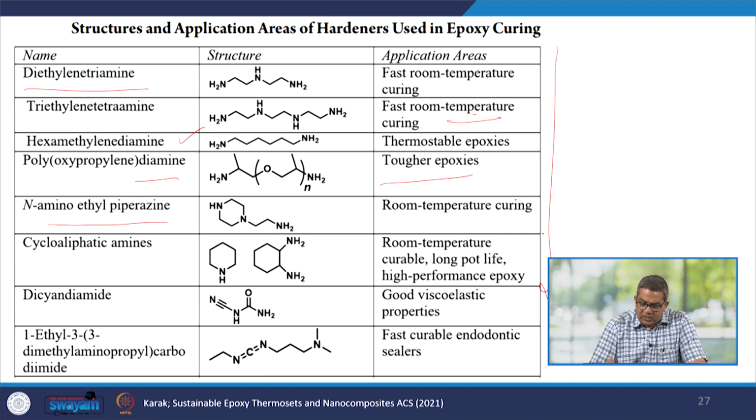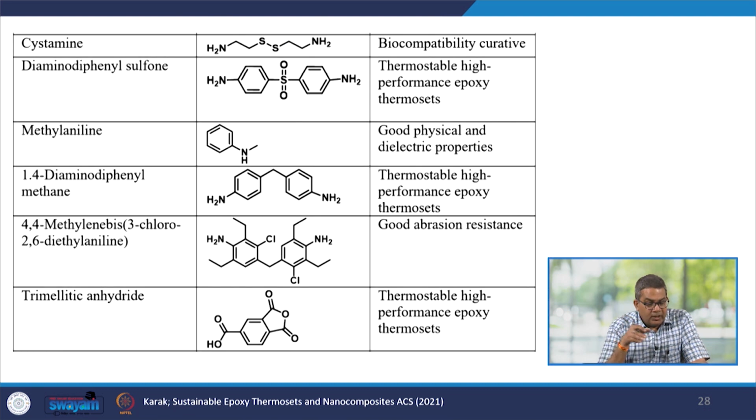So in this way, there are so many hardeners used for epoxy curing, like diaminodiphenyl sulfone, then methylene, if we require good physical and dielectric properties. Apart from this, trimellitic anhydride, if thermostable high performance epoxy thermoset applications are needed.